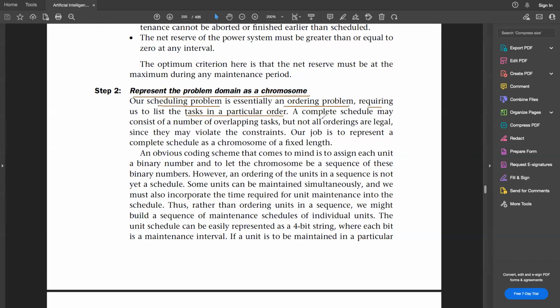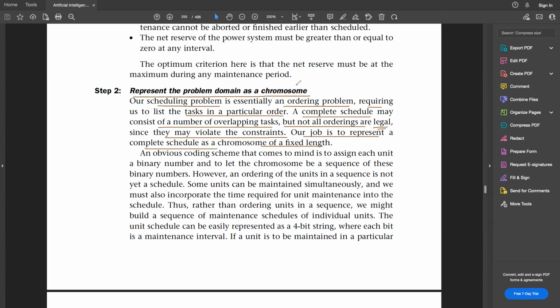We are required to list the tasks, the maintenance of the units, in a particular order. A complete schedule may consist of a number of overlapping tasks. In other words, you're maintaining a number of units at the same time. But some of the orderings that we may think of may not be legal because they will violate the constraints that we have specified. So our job is to represent a complete schedule as a chromosome of a fixed length.